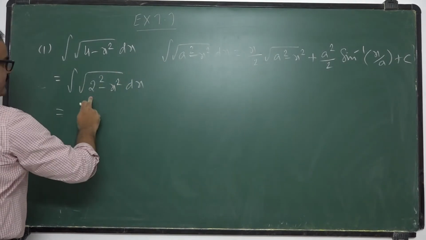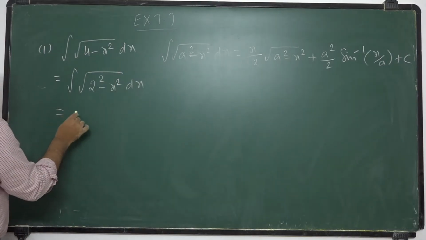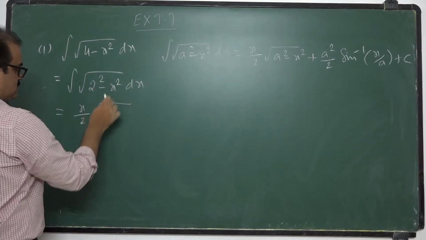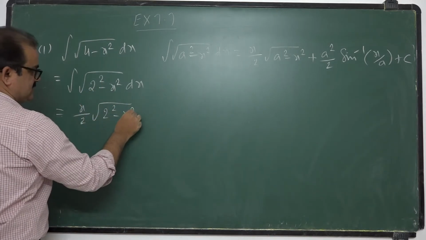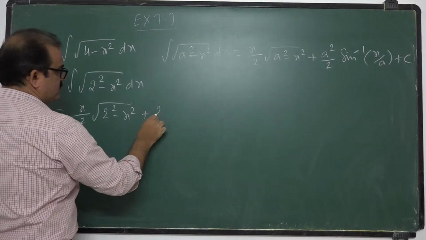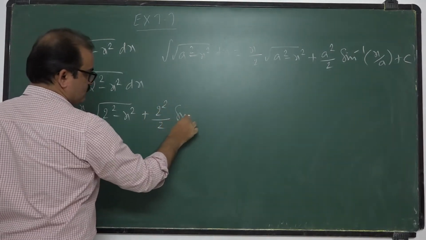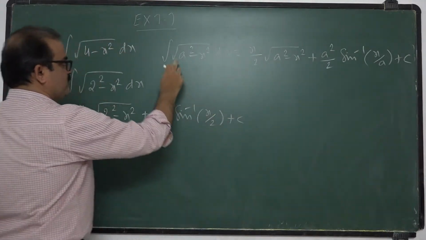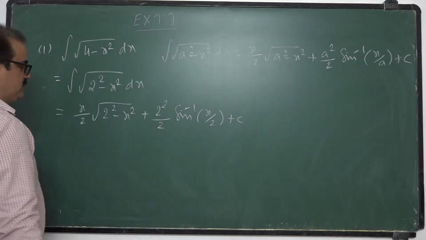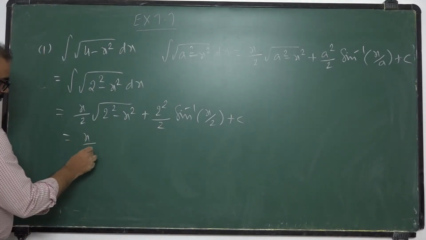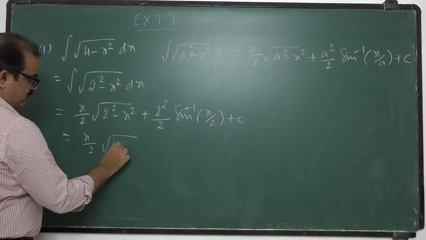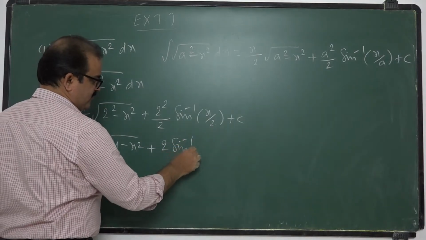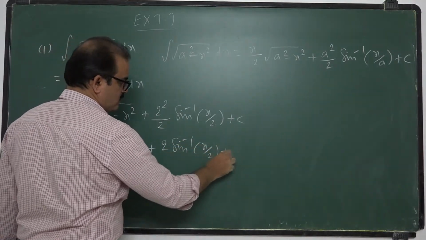What is a? a is 2. From that formula, x by 2 into root of 2 square minus x square plus 2 square by 2 into sin inverse of x by 2 plus c. Simply you put a is equal to 2 in this formula. So it is x by 2 into root of 4 minus x square plus 4 by 2, that is 2, into sin inverse x by 2 plus c.